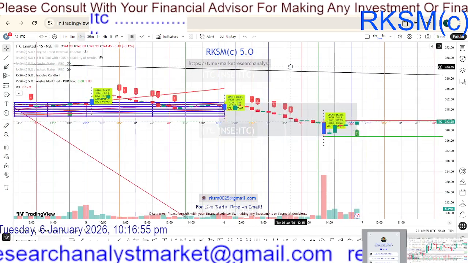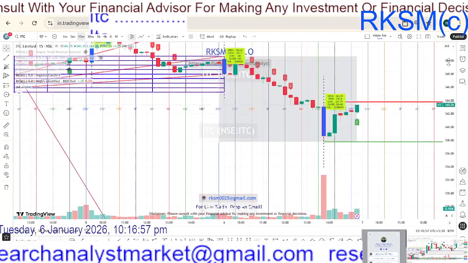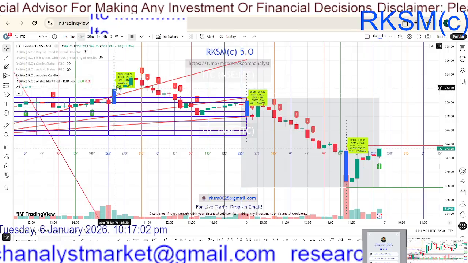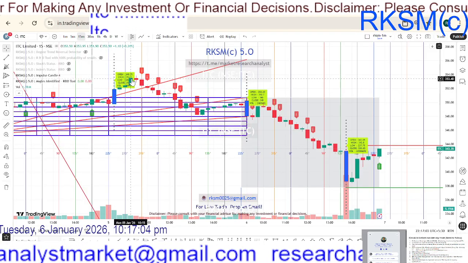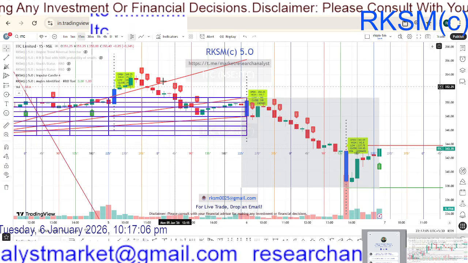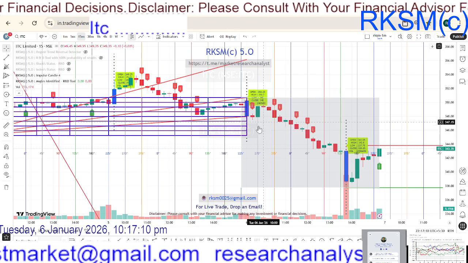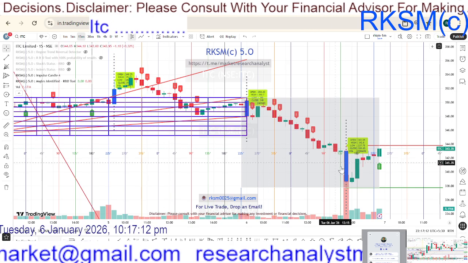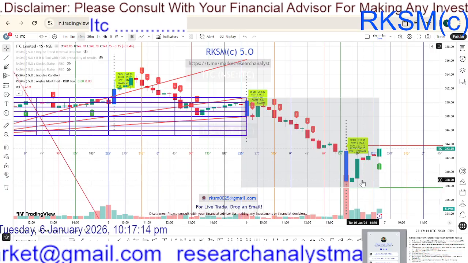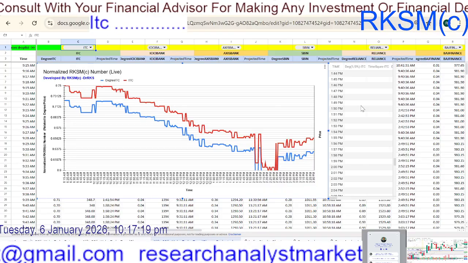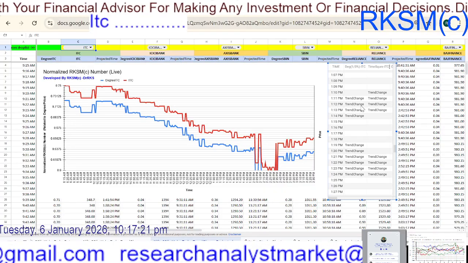See here, the market is open here, and it's continuously falling from the day high to low. So there is no change in the trend. Our system also shows there is no change in the ITC trend.